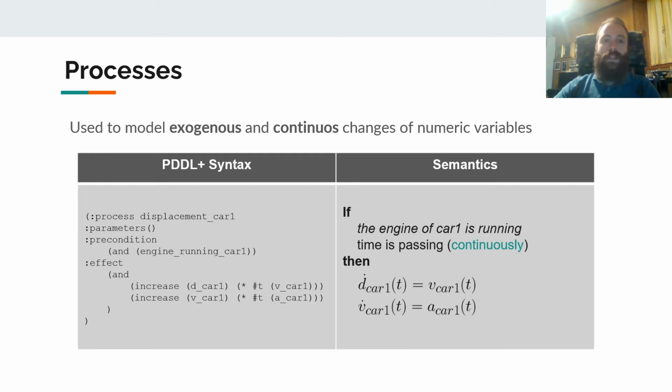Such a process expresses the following semantics. When the engine of the car 1 is running and the time passes continuously, then the distance and the velocity of the car change according to these two differential equations.